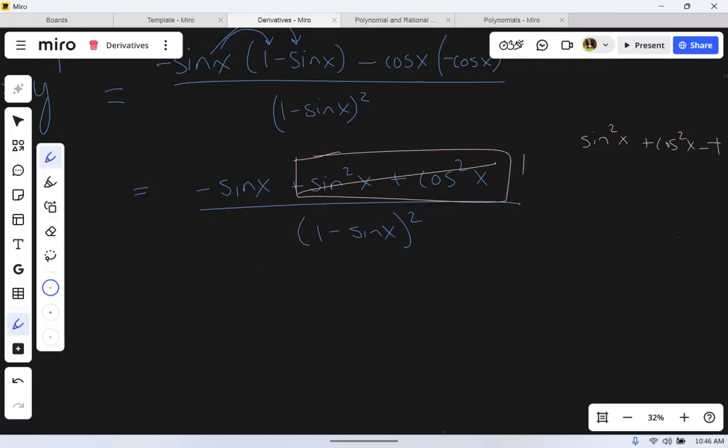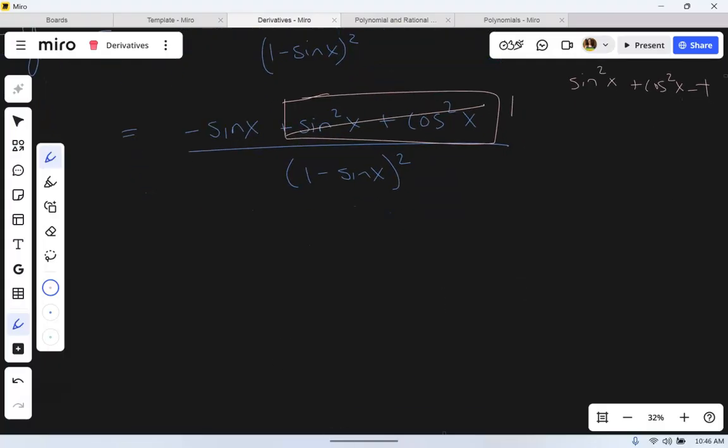Okay, so the top simplifies to 1 minus sine x over 1 minus sine x squared. And now what do you notice? Take away the top and one factor from the bottom. And so this derivative is just 1 over 1 minus sine x. It's really not terrible.